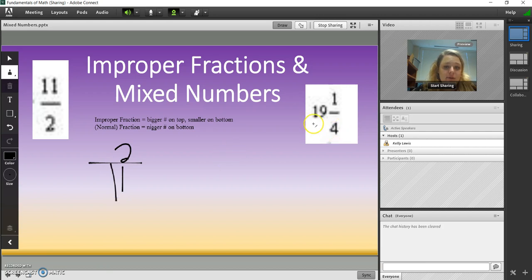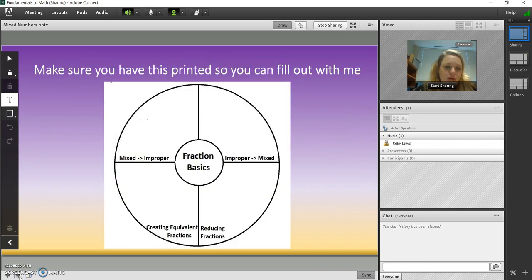A mixed number has a fraction piece. This is the fraction piece. And then it has a whole number piece right there. And so that's why it's called a mixed number. All right, so now we're going to talk about how to go from mixed numbers to improper, improper to mixed numbers.